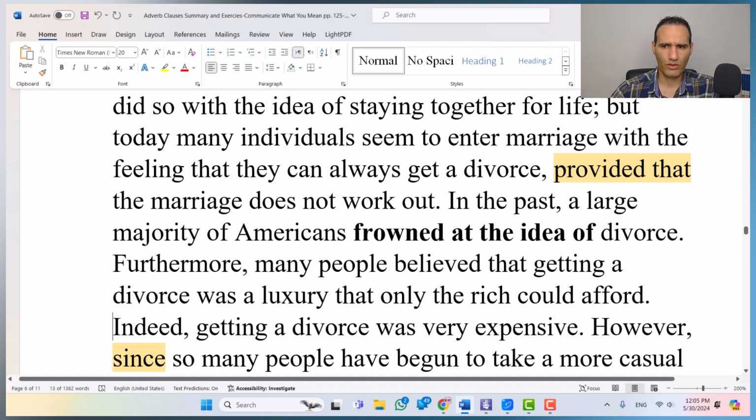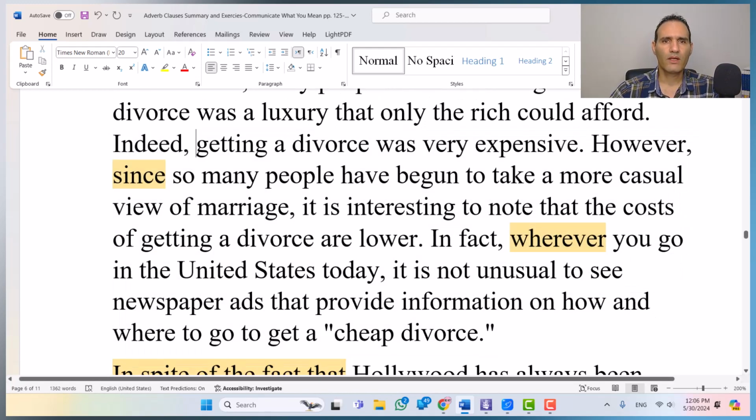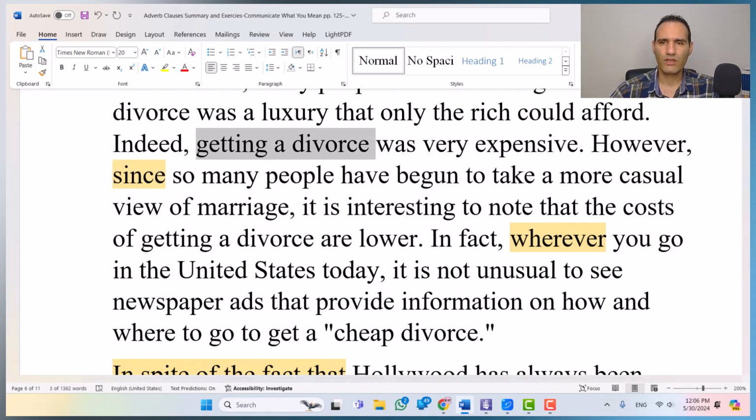Furthermore, many people believe that getting a divorce was a luxury that only the rich could afford. Only the rich. The plus an adjective means all the people who. So the rich means rich people. For example, we say the rich are responsible for the poor. Means rich people are responsible for poor people. Indeed, getting a divorce, get divorced, get married, get divorced was very expensive.